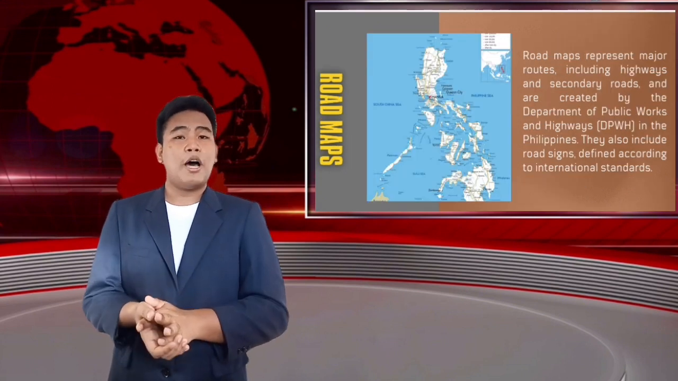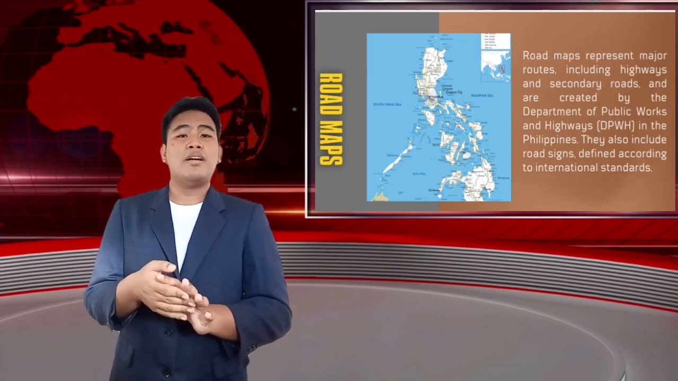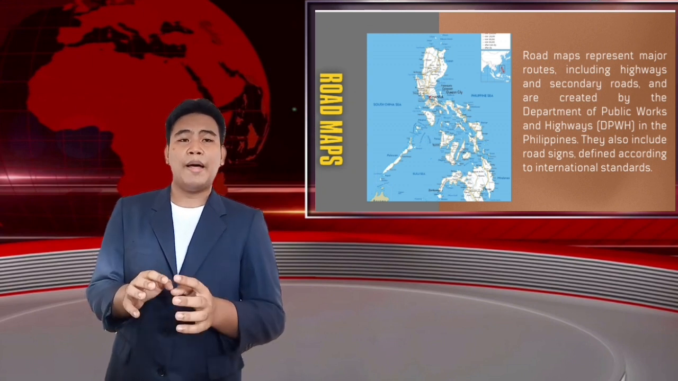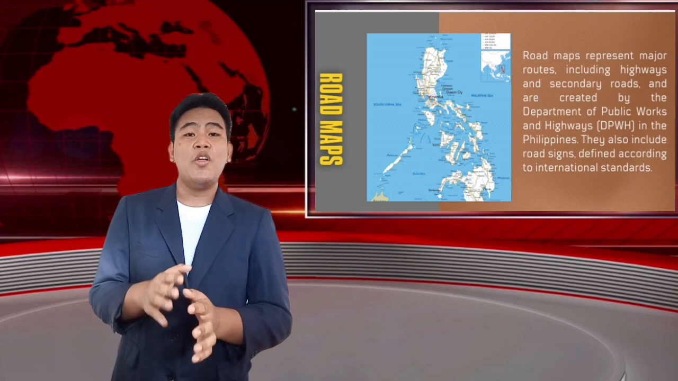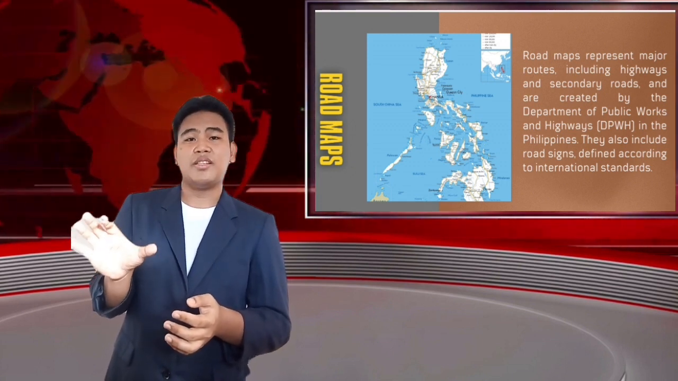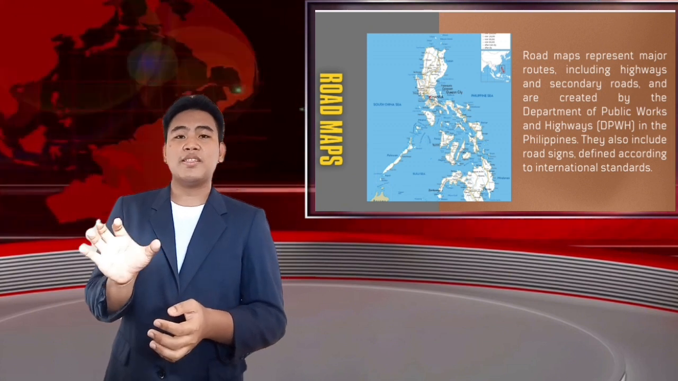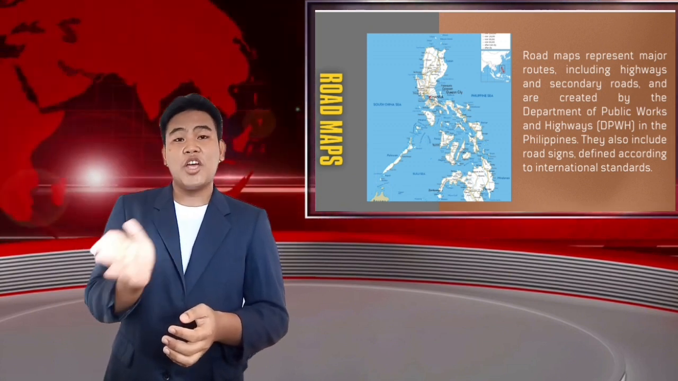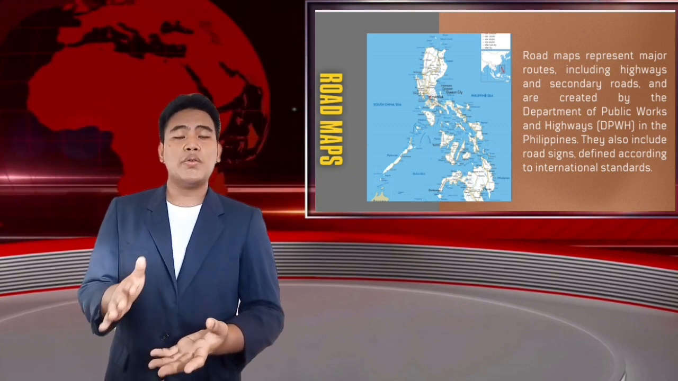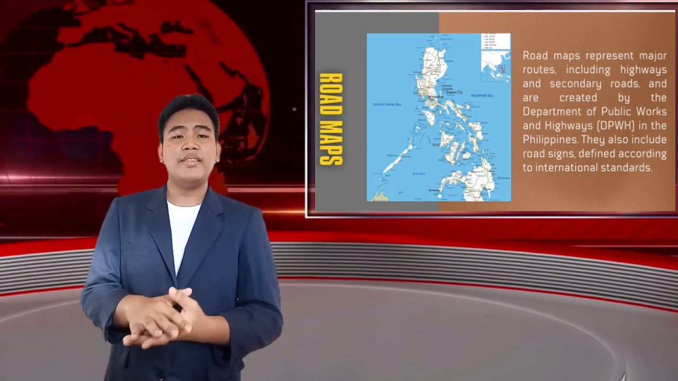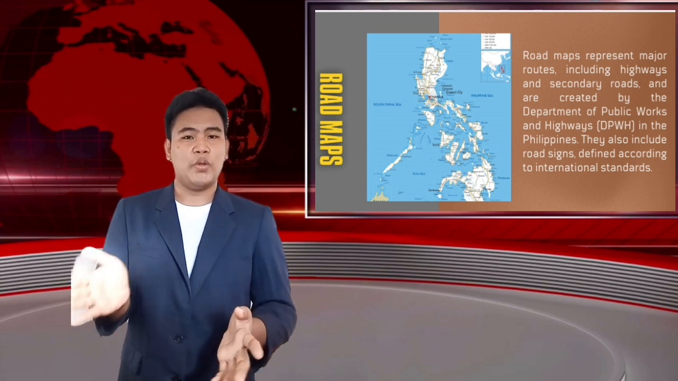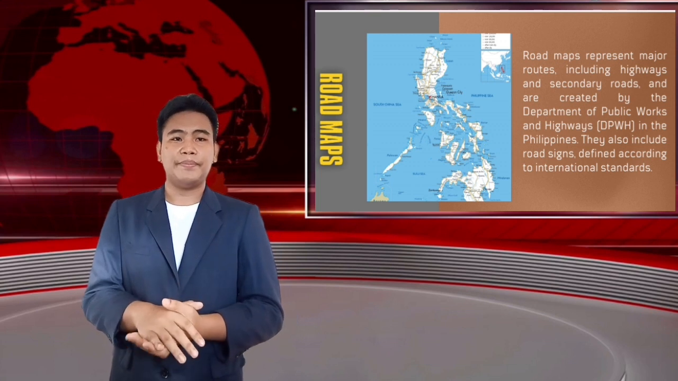Road maps are used to represent the specific roads in a place, and also to showcase the right direction, because road maps are also used for navigating any place, to see how accessible it is to get there. That's road maps.